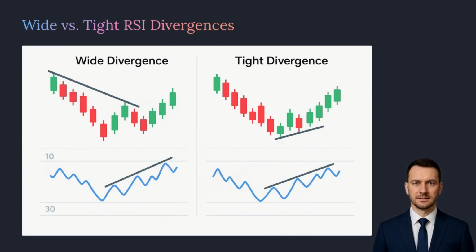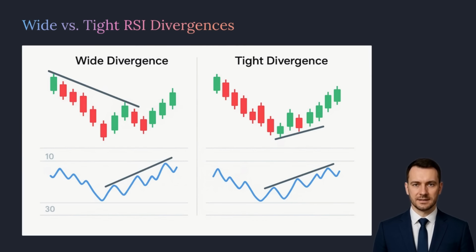Tight divergence, subtle but important. The price swings are smaller and closer together, making the divergence less obvious at first glance. For instance, price makes a marginal new high, and RSI makes a marginal lower high. The difference is subtle. Tight divergences can be harder to spot, sometimes switching to a line chart makes them clearer, but they still indicate momentum exhaustion. They might lead to smaller reversals or require more confirmation, but they are just as important as wide divergence in a complete strategy.